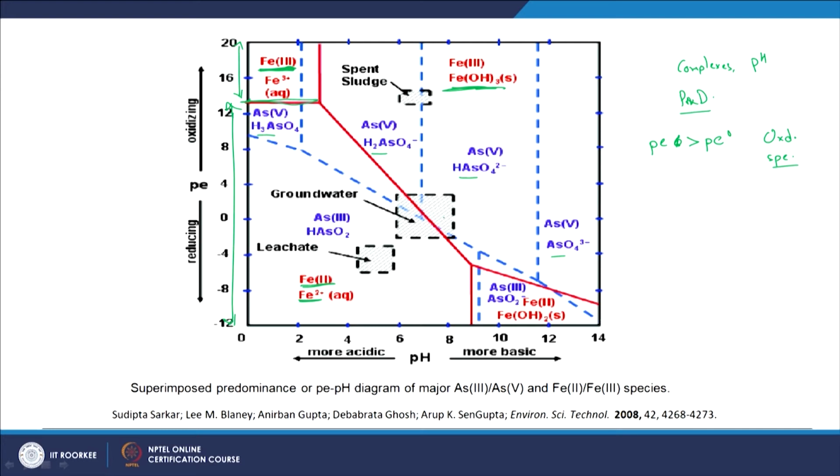But for a broader range of Pe and pH values, you see that the equilibrium is between Fe(OH)3 and Fe2+, but only at very low pH and high Pe values would you have any Fe3+. And again, the same case here, but with respect to arsenic.